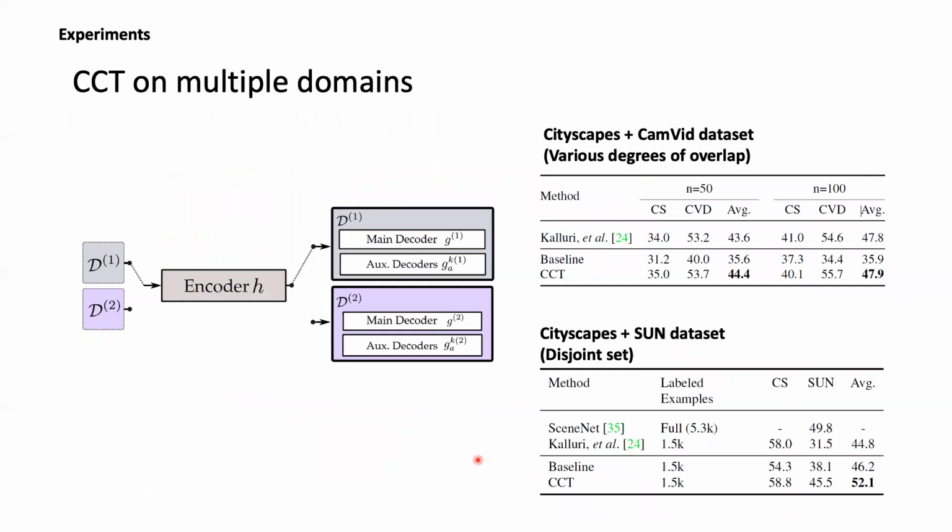The authors measured effectiveness of CCT when applied to multiple domains with a variable degree of labels overlapped on Cityscapes and Cambridge dataset. Also, for disjoint cases, they used Cityscapes and SUN dataset. During training, they alternate between two domains drawn from different distributions and finally achieve better performance compared to the baseline while delivering similar results on each of the settings respectively.